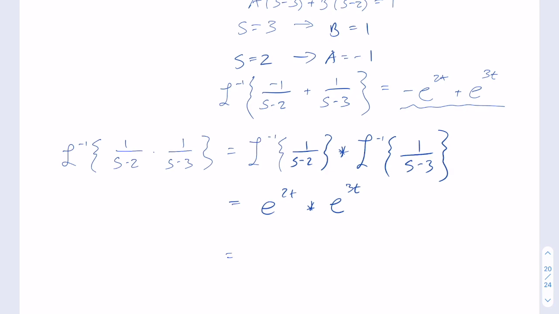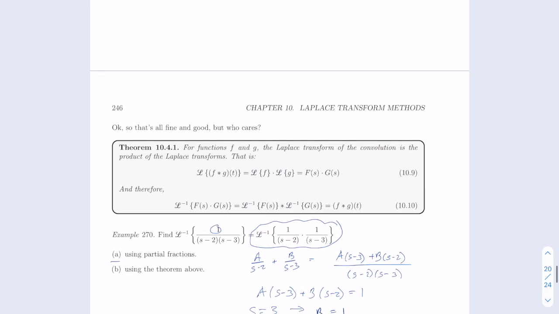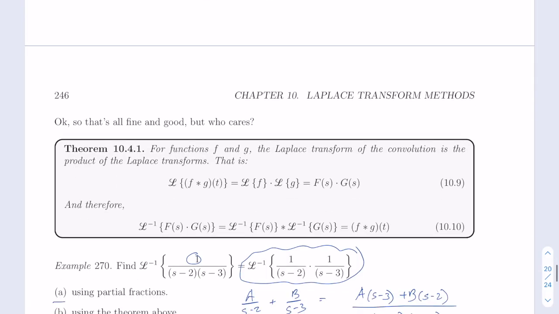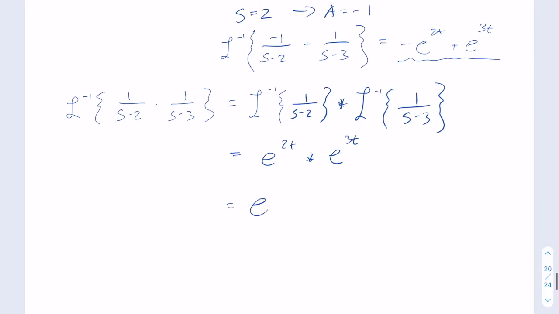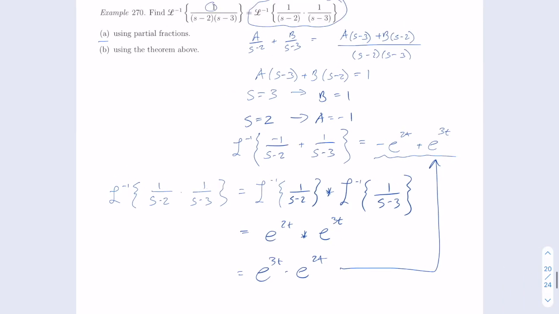And what is the convolution of e to the 2t and e to the 3t? Well, we just did it on the previous page. It is e to the 3t minus e to the 2t. And we can see that we got the same answer as above. Now, if you're not feeling like this is a good method yet, it's fine. We're trying it on something that we can do multiple ways to kind of give it a try first. All right?